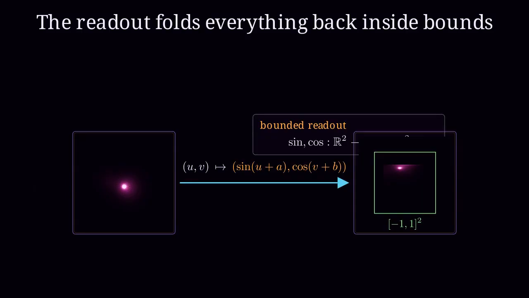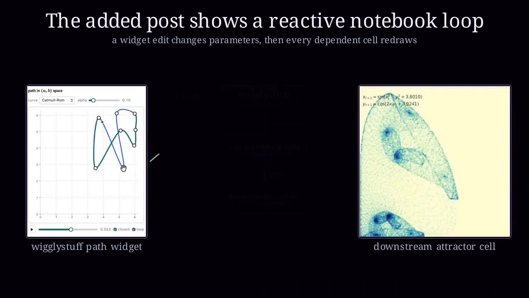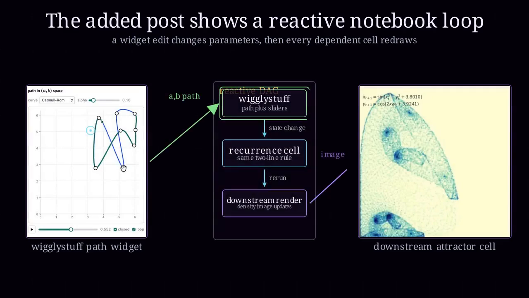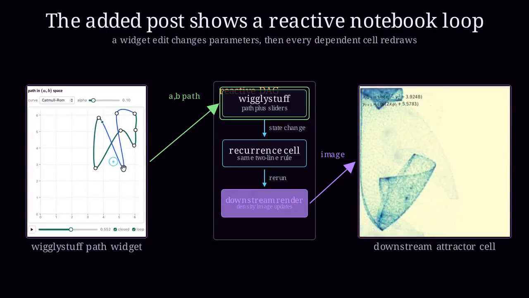The added post shows the live workflow. In Marimo, a wigglystuff any widget edits a path through A and B space. That change moves through a reactive DAG: controls, recurrence cell, downstream render.